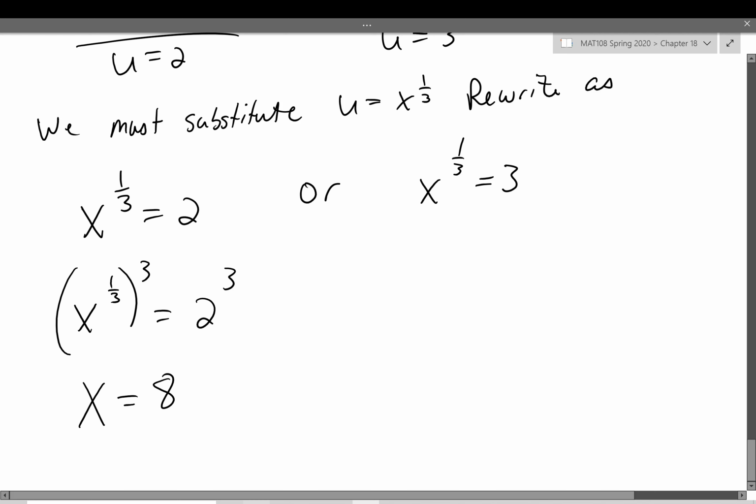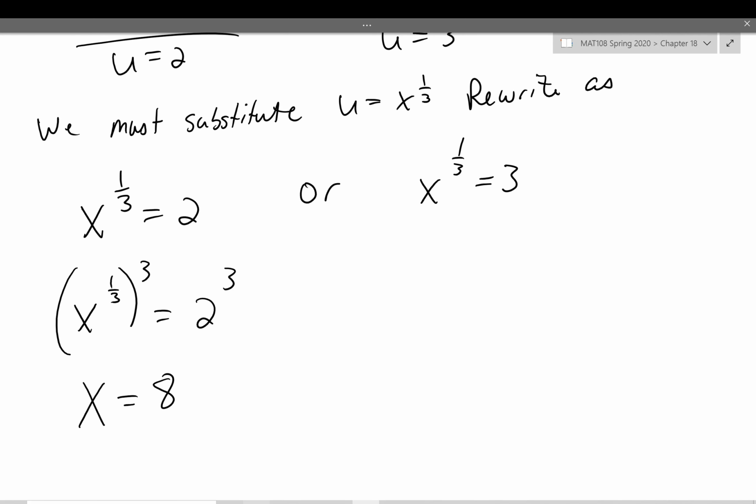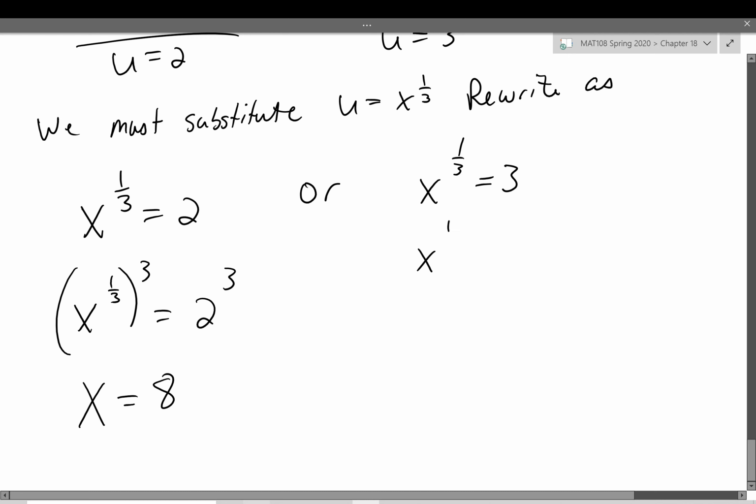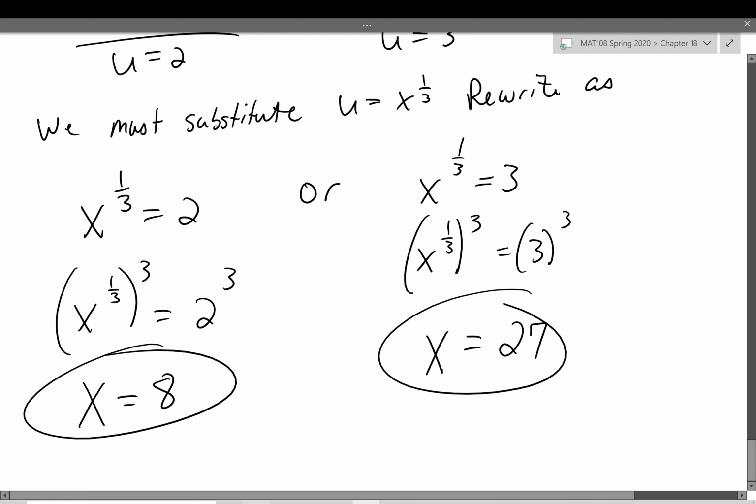Okay? Now for the other part, I'm going to do the same thing. X to the 1/3, I'm going to raise both sides to the 3rd. So on the left-hand side, that gives me x, and on the right-hand side, that gives me 27.